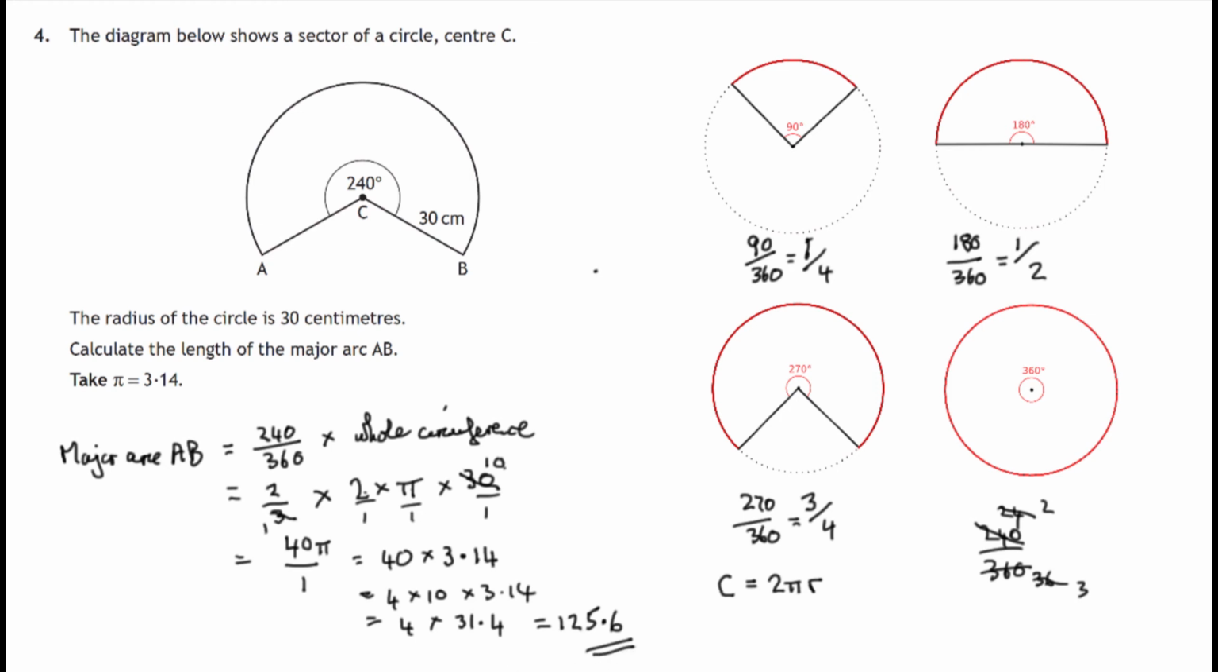You may have a different way of doing that. But 125.6 centimetres for that major arc AB.